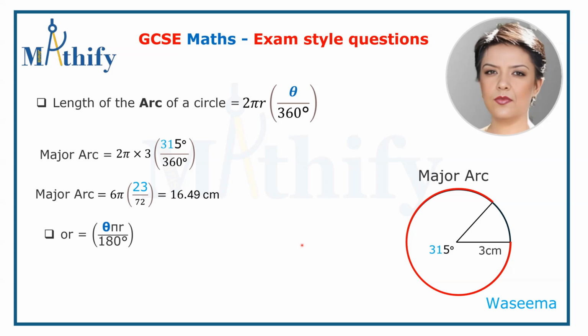Let us work out the second way. So the second formula you could use: our angle multiplied by pi r divided by 180 degrees. So let's just plug these values into our formula. So 315 multiplied by pi multiplied by 3 divided by 180 degrees will give us our final answer of 16.49 centimeters.